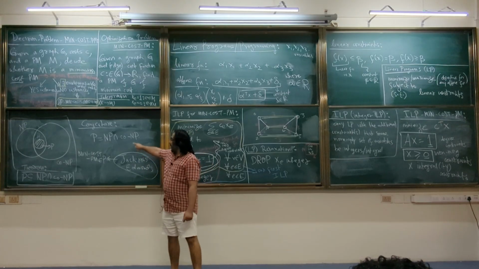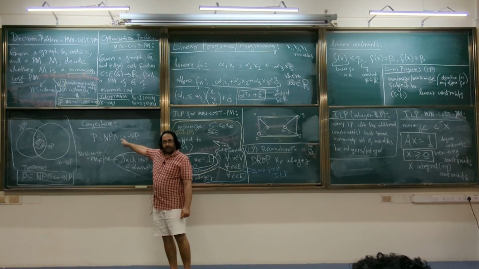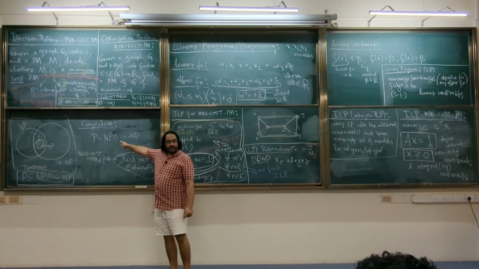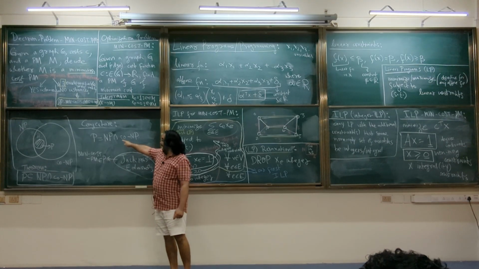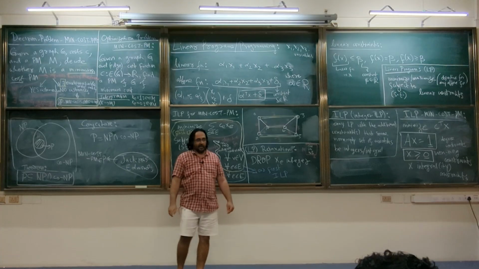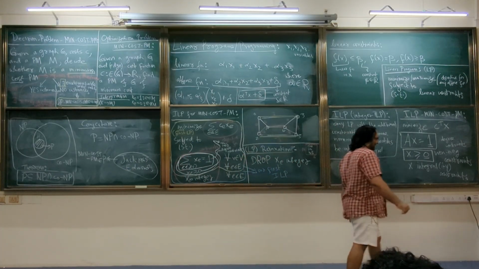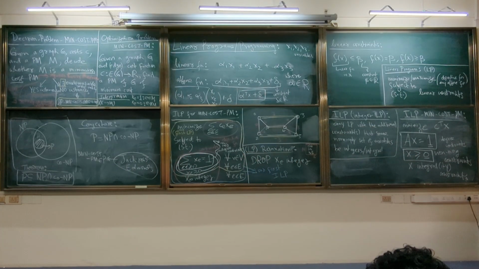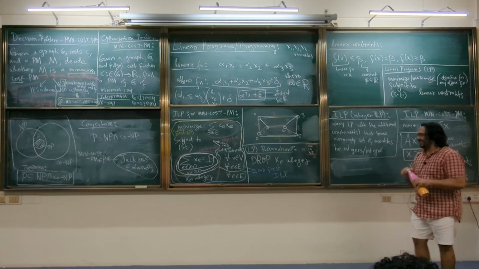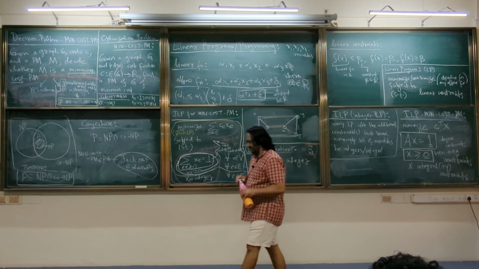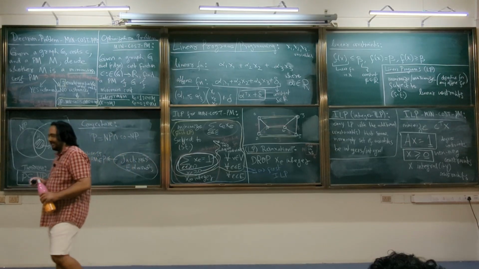And outside Jack Edmonds' house in Kitchener, which is close to Waterloo, there is a rock on which is engraved P equals NP intersection co-NP. Very interesting thing.